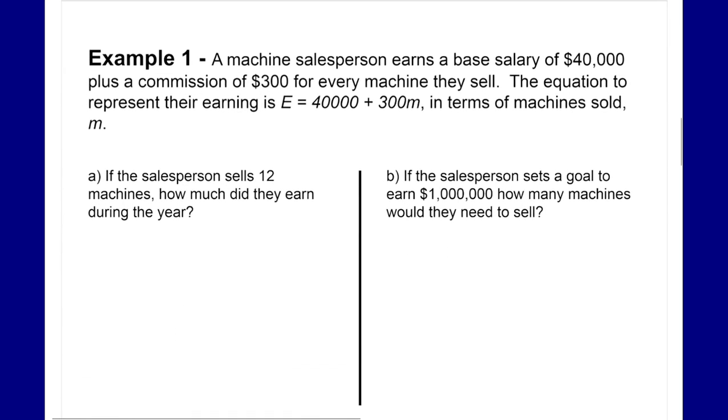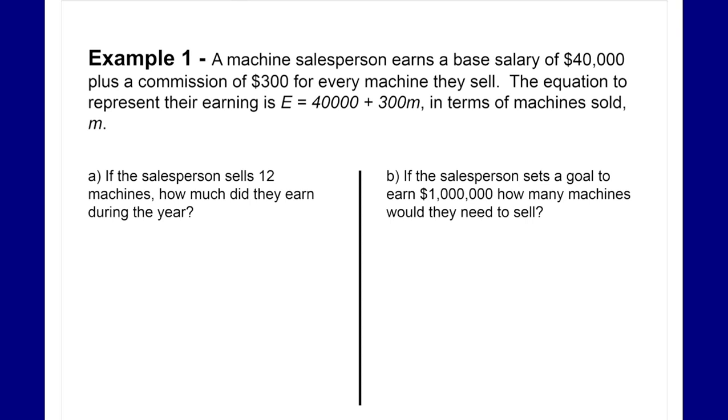So let's take a look at the first one. A machine salesperson earns a base salary of $40,000 plus a commission of $300 for every machine they sell. The equation to represent their earning is E equals 40,000 plus 300M, in terms of machines sold, M.